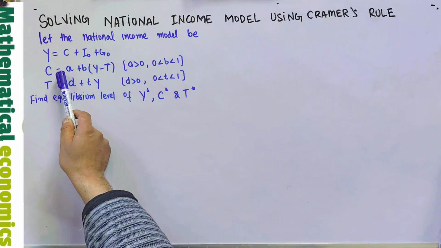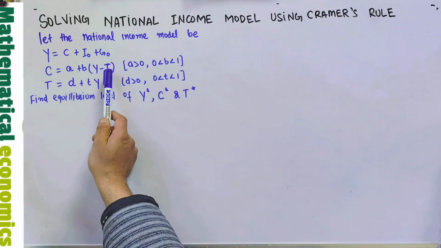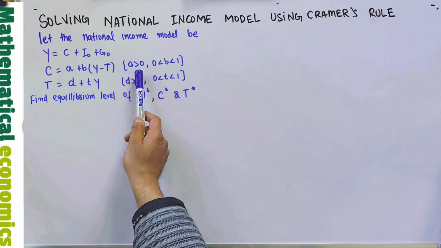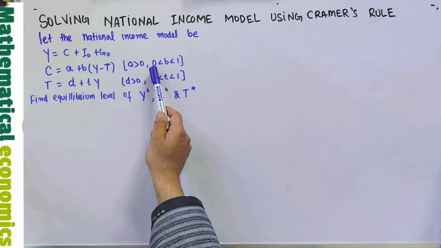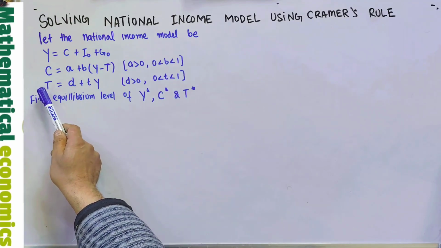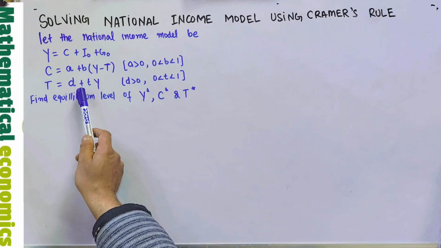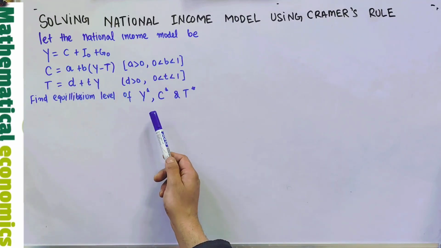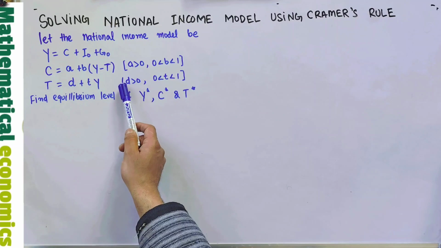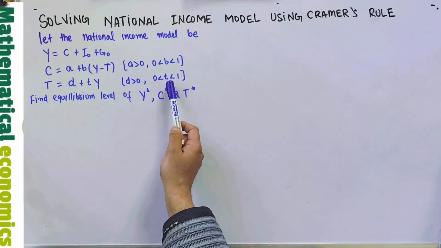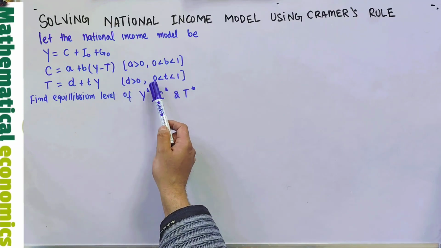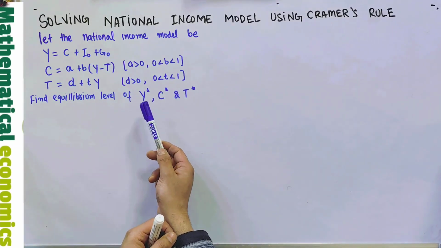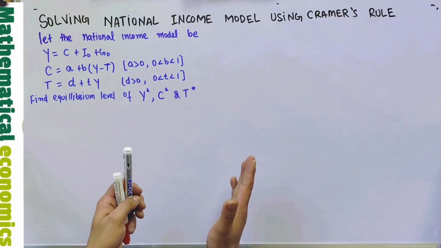A denotes the autonomous consumption, b is the marginal propensity to consume, and t denotes the tax. Also, the autonomous consumption is greater than 0 and the marginal propensity to consume lies between 0 and 1. Taxes are a function of income, which is equal to d plus ty, where y is the income and t denotes the marginal tax rate. The lump sum tax, that is the value of d, should be greater than 0 and the marginal propensity to tax should lie between 0 and 1. We have to find the equilibrium level of income, consumption and taxes using Cramer's rule.